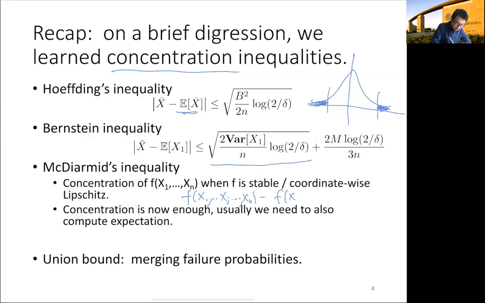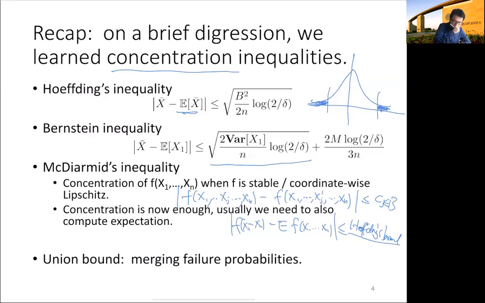is bounded. If I change xj into xj prime arbitrarily, as long as the absolute value of the difference is bounded by cj, and maybe it is bounded by b in a way that's independent of j, then we can essentially get the concentration: f converges to its expected value at a rate that's exactly the same as the Hoeffding inequality bound.